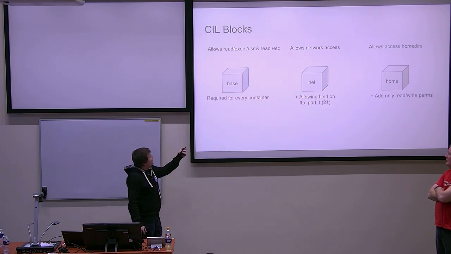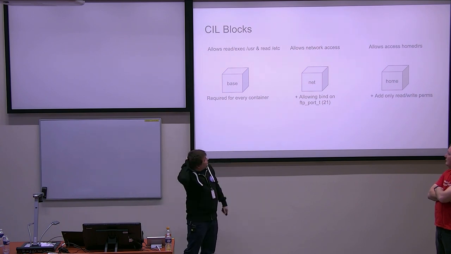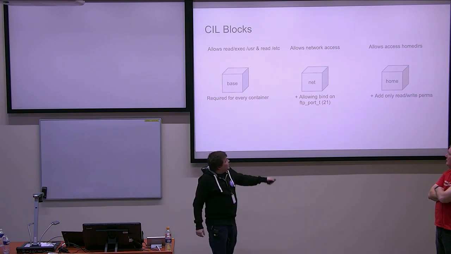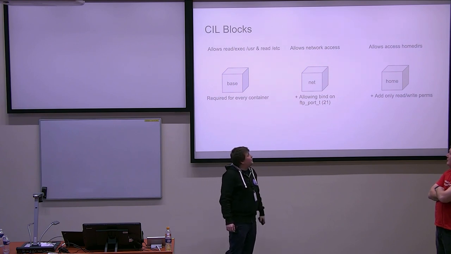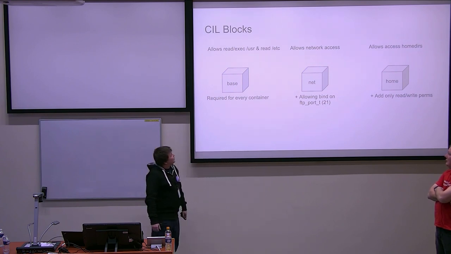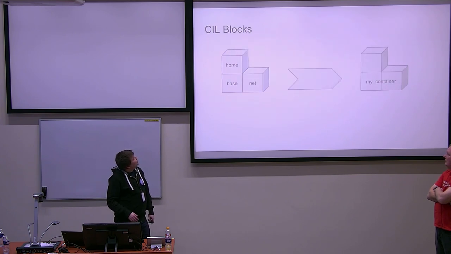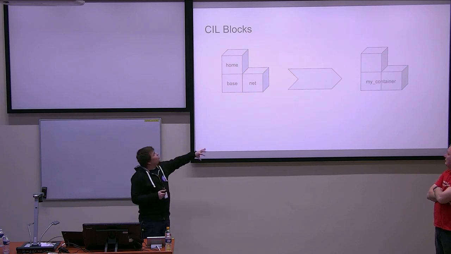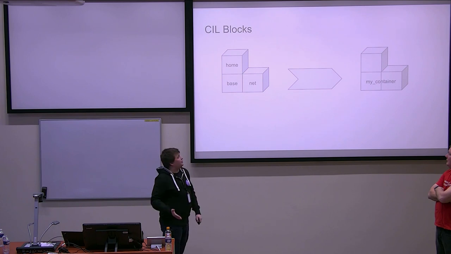As I mentioned, base is required for every container. We need the net block to allow binding on FTP port 21. And last one, we are allowing read and write of home dirs. These are the blocks we use. And as you can see on the right side, we inherit all the allow rules from these three blocks and build the my_container policy.